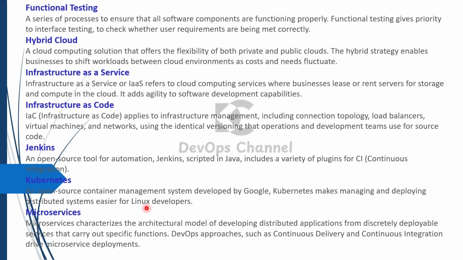Next one is microservices. We have just discussed it in our previous lecture. So it categorizes the architectural model of developing distributed applications from discretely deployable services that carry out specific functions.